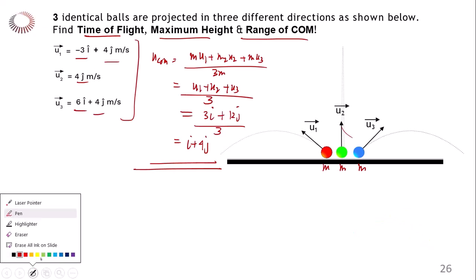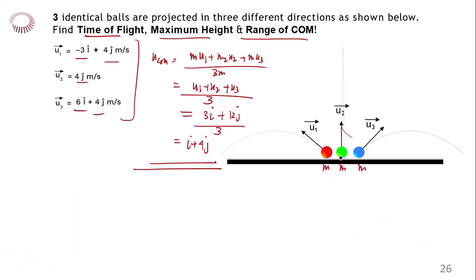That means if I replace the entire system and concentrate on one particular particle, for this particle the velocity in the x direction is 1 and the velocity in the y direction is 4. So time of flight is 2 times uy by g. So 2 into 4 by 10 means 8 by 10, which is 0.8 second.